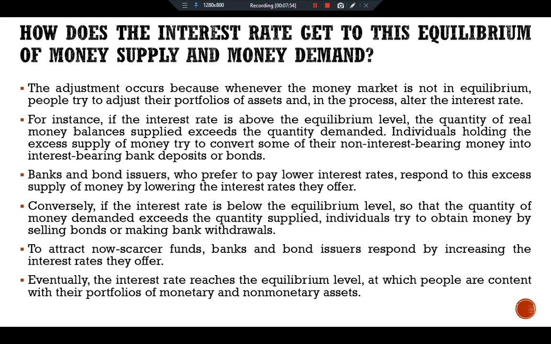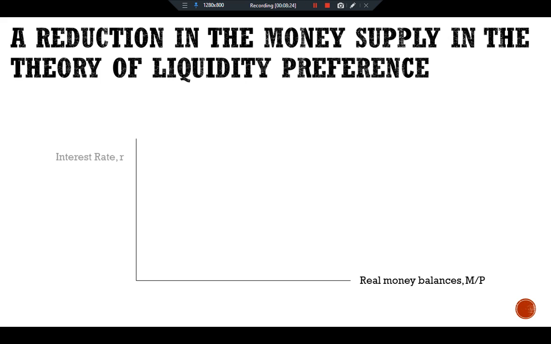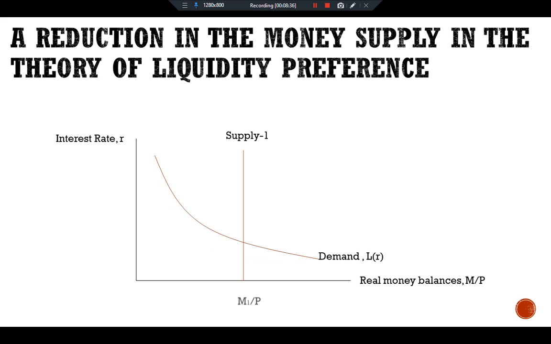A fall in the money supply will reduce the real money balances because we have a fixed price level in the model. So the supply of real money balances shifts leftward. Let's see a graphical presentation for that. A reduction in the money supply in the theory of liquidity preference: we have real money balances on the x-axis and the interest rate on the y-axis, a vertical supply curve, and a downward sloping demand curve, and we have real money balances M1 over P. The intersection of demand and supply decides the level of interest rate in the economy.